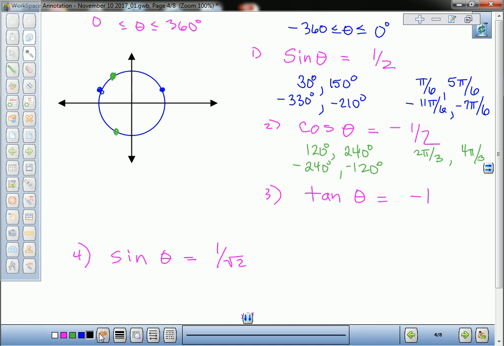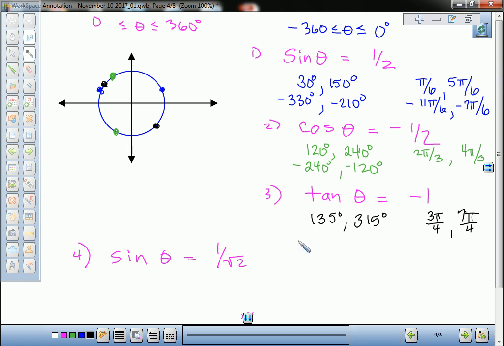All right, tangent of negative 1. We'll switch to black. Tangent of negative 1. Where is tangent negative 1? 135 and 315 degrees. What radian measure is equivalent to 135? 3 pi over 4. And 315? 7 pi over 4.